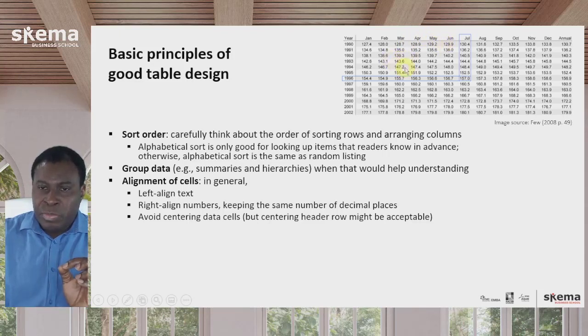And a very important point is that when you right align numbers, make sure that if there are decimal points, the decimal points line up. If there are different decimal points for each number, the decimal points must line up. That is critical. In general, you should greatly avoid centering the data cells.